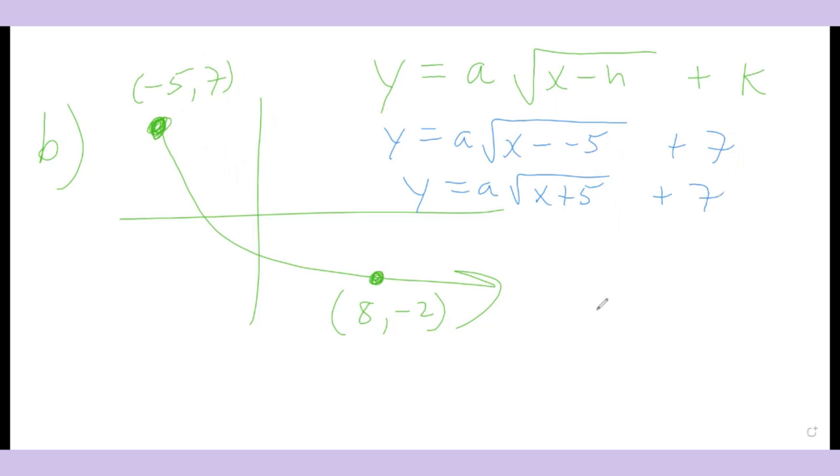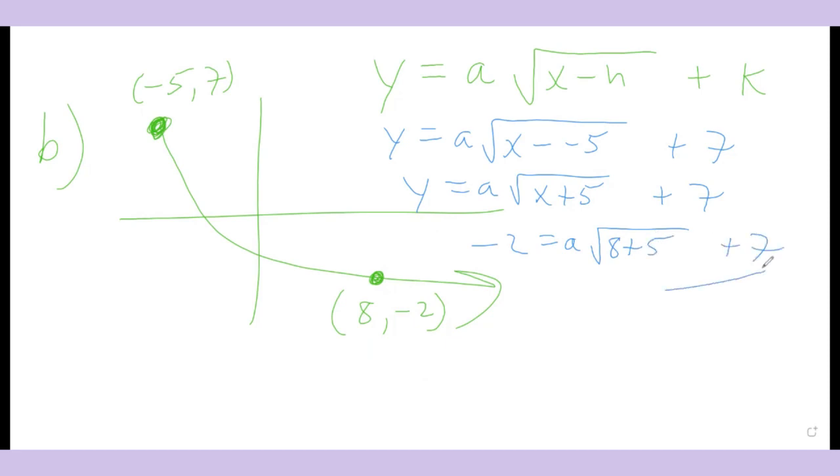And now all that's left is to find the value of a. To do that, take your random point and plug in the random point for x and y. Always for x and y, the random. The special point goes in for h, k, right? But the random goes in for x and y. So let's see. So -2 goes in for y and 8 goes in for x. So we have -2 equals a square root 8 plus 5, plus 7 on the outside.